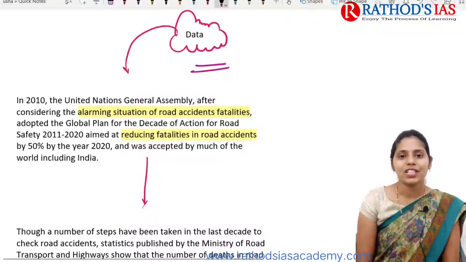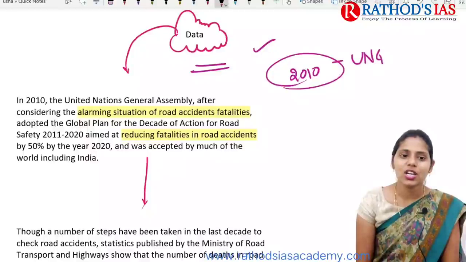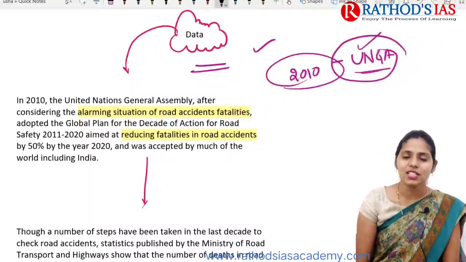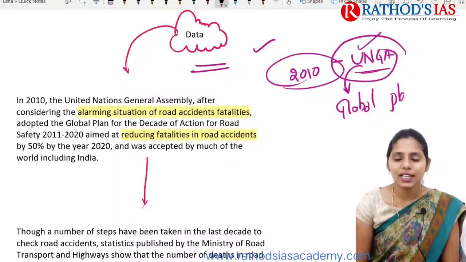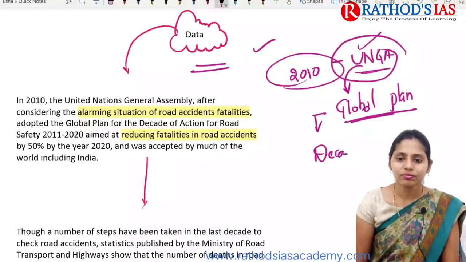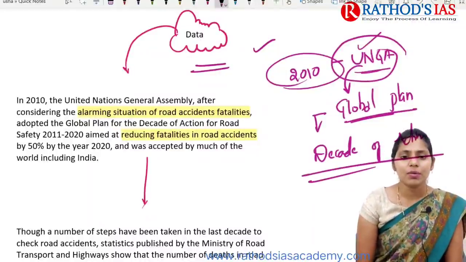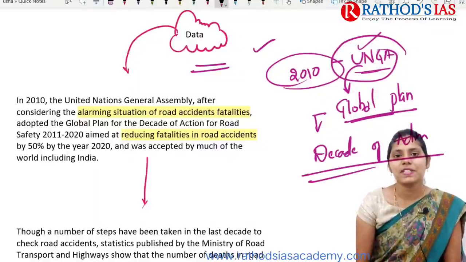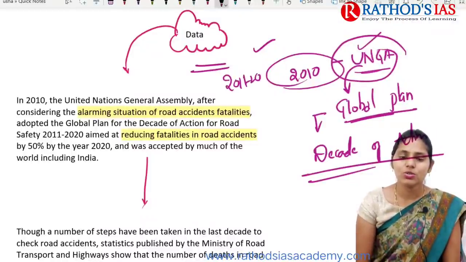And if you're talking about data regarding accidents in India, in 2010, the United Nations General Assembly, after considering the alarming situation of road accident fatalities, that is the deaths due to road accidents, came up with a global plan for the Decade of Action. This global plan sets out what action should be taken in the next decade, especially to improve the safety of road journeys. So it is mainly talking about 2011 to 2020.